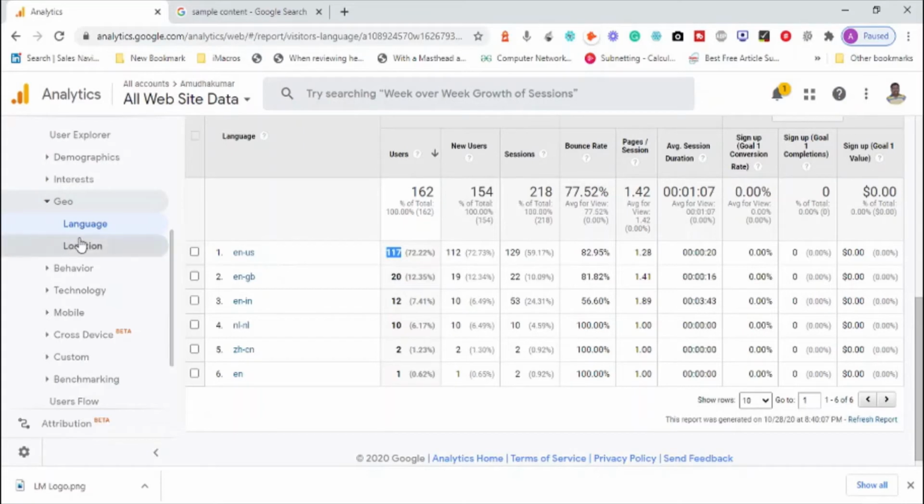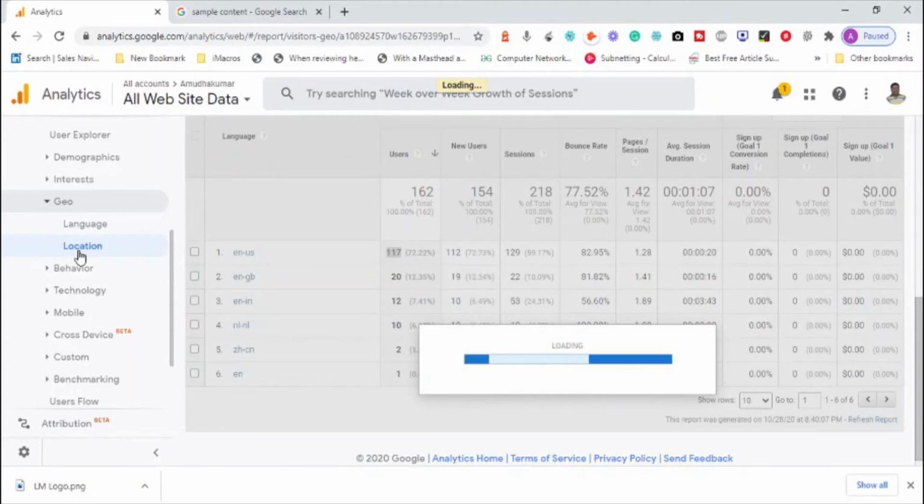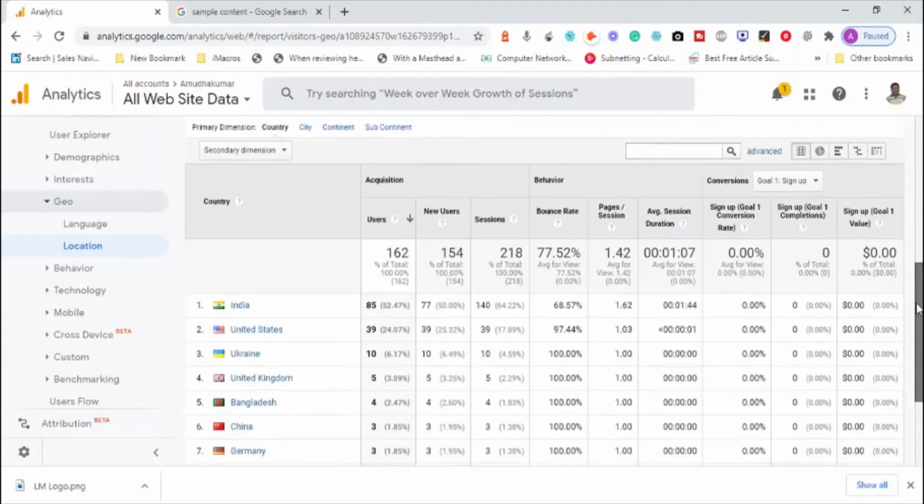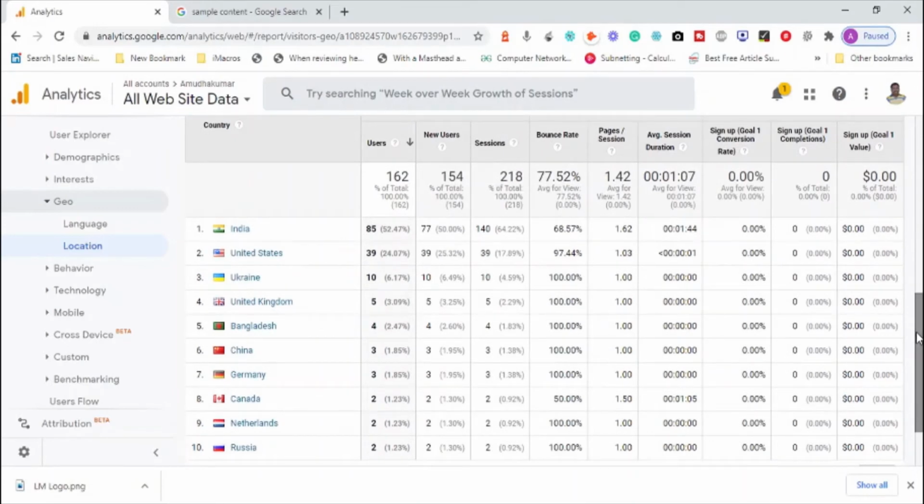The next option we have is location. Location is going to give you information about which location people came from. If you look into this, you can better understand what locations the visitors came from to your business: India, United States, Ukraine, UK, Bangladesh, China, Germany, Canada, Netherlands.